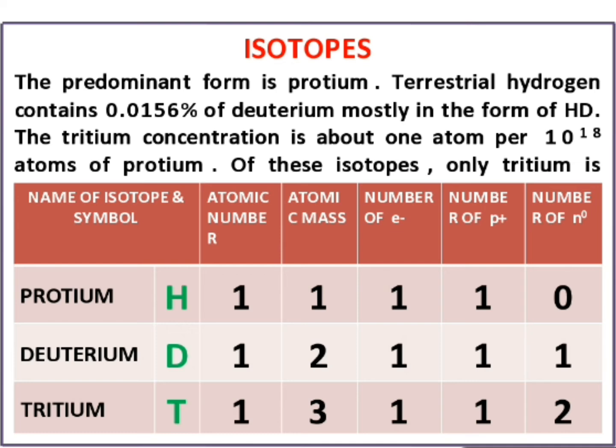Number of protons: the number of protons is equal to the atomic number. That's why the atomic numbers are the same. So the number of protons in all the atoms, all the isotopes, will be 1.